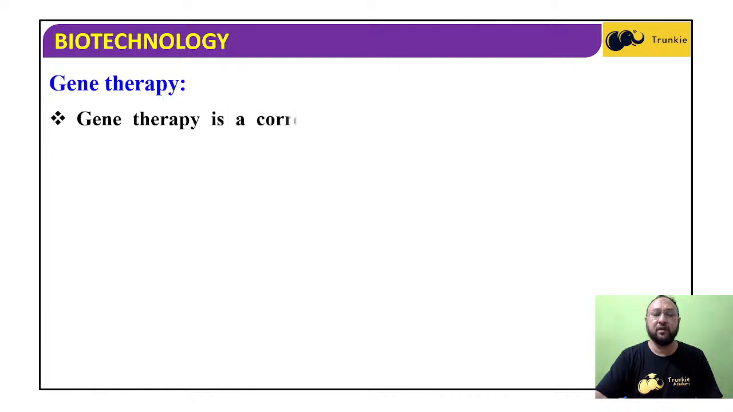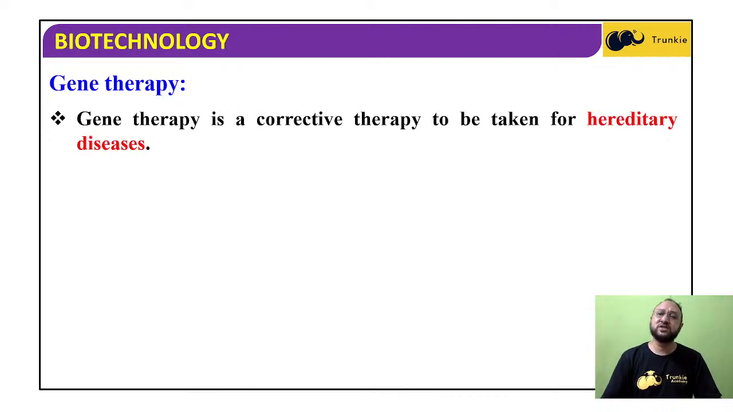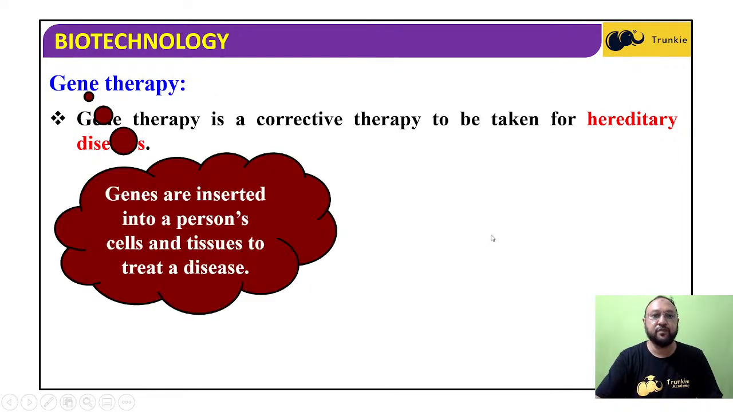Gene therapy is a corrective therapy to be taken for hereditary disease. There are so many hereditary diseases that cannot be treated by taking some medicines. Although some symptoms can be relieved, gene therapy involves correcting, changing, or modifying the gene to get the desirable effect or to escape the harmful effect of the genetic disorder. Genes are inserted into a person's cells and tissues to treat that disease. So that is gene therapy.